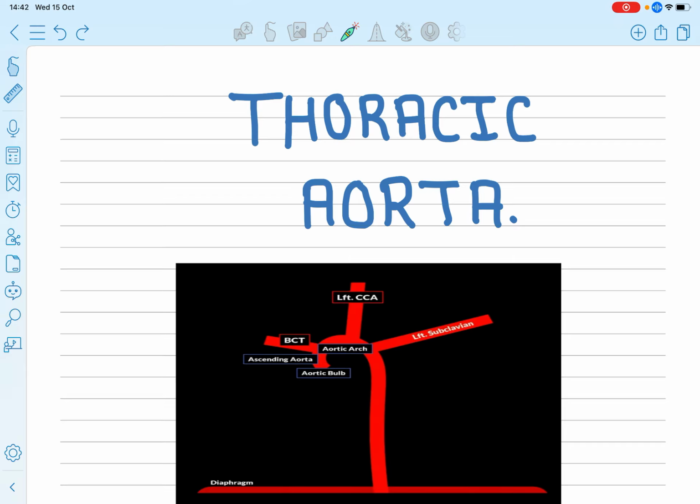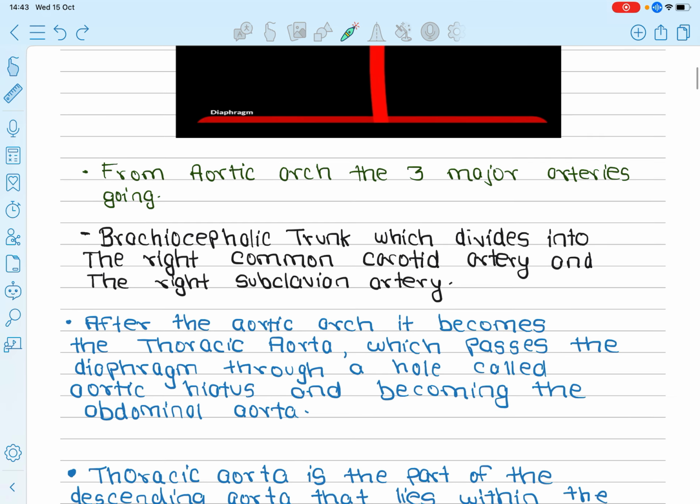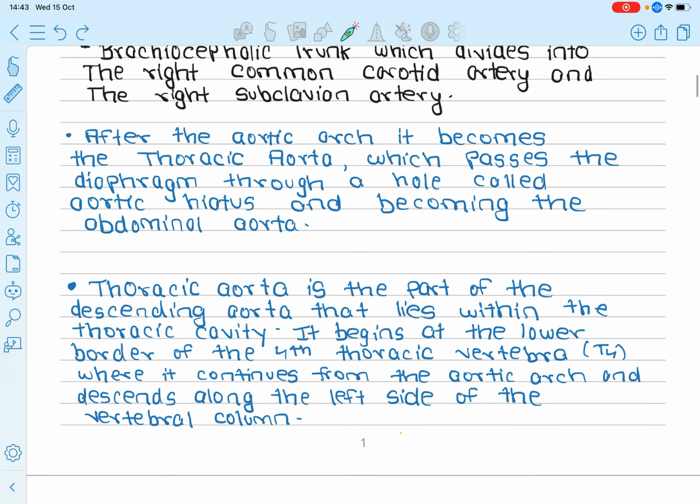Today we will discuss the thoracic aorta and its branches. So first of all, what is the thoracic aorta? The thoracic aorta is the part of the descending aorta that lies within the thoracic cavity. It begins at the lower border of the fourth thoracic vertebra, T4, where it continues from the aortic arch and descends along the left side of the vertebral column.